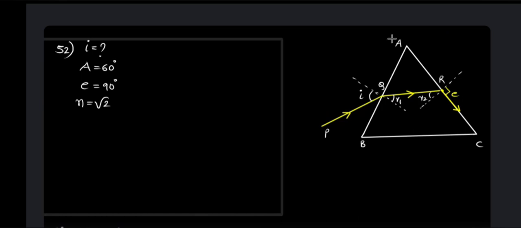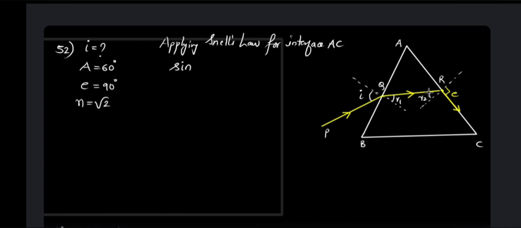So I'll apply Snell's law for interface AC. So sine of angle of incidence, which over here is R2, divided by sine of angle of refraction, which is E, is the refractive index of the second medium. So I'll put it as N1 and N2. So the refractive index of the second medium is the outside medium. So N1 divided by N2, which is N12.